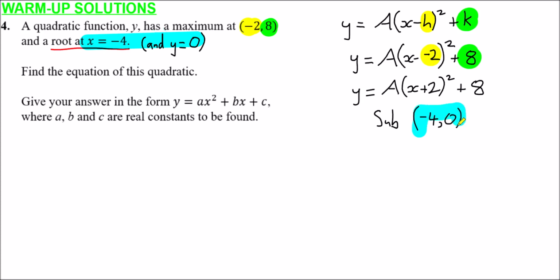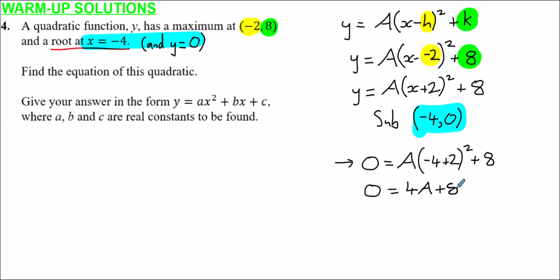So if we now sub in that x is minus 4 and y is 0 at the root, we can then work out what this value of a must be. So 0 equals a, sub in minus 4 for x, so minus 4 plus 2 all squared plus 8. Well, minus 4 plus 2 is minus 2, then minus 2 squared is minus 2 multiplied by minus 2, which is positive 4. So this is a multiplied by 4, which is 4a plus 8. Not hard to rearrange that and solve for a. You should realise that a has to be therefore minus 2.